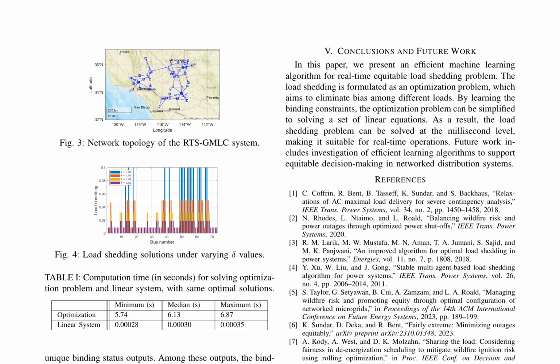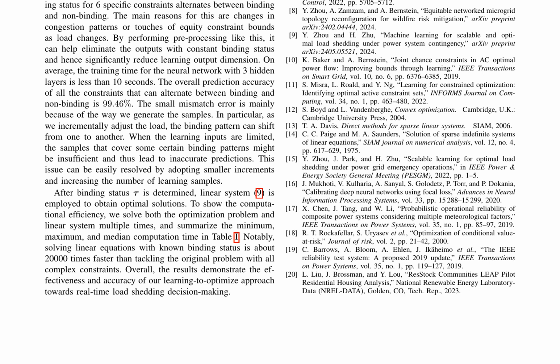The authors use a neural network with 3 hidden layers to predict the binding status of constraints, achieving a prediction accuracy of 99.46%. The computation time for solving the optimization problem and linear system is significantly reduced, making it suitable for real-time operations. The paper discusses future work, including the investigation of efficient learning algorithms for equitable decision-making in network distribution systems.